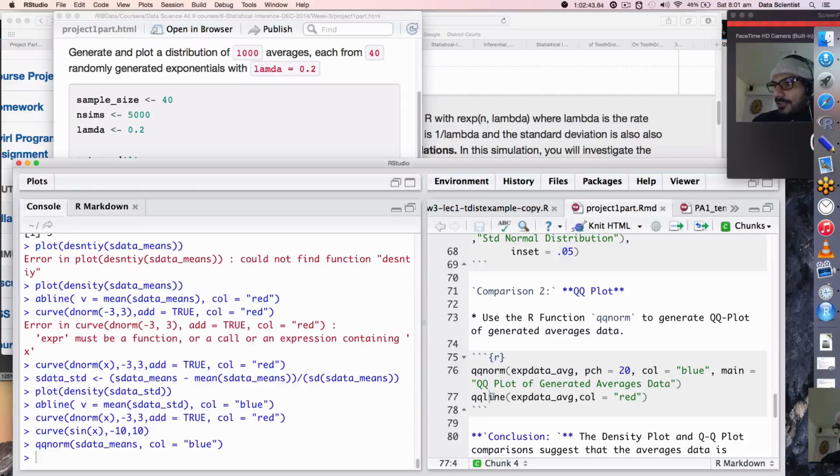If I execute this line of code, I say qqline of the sample data means, color equal to red.